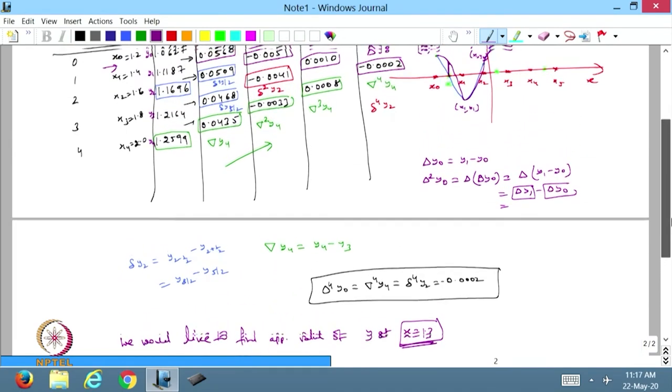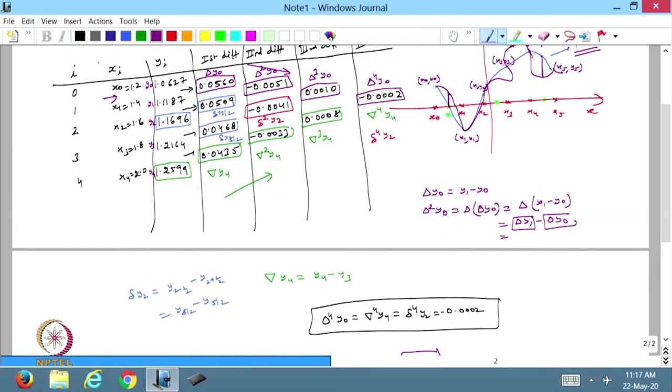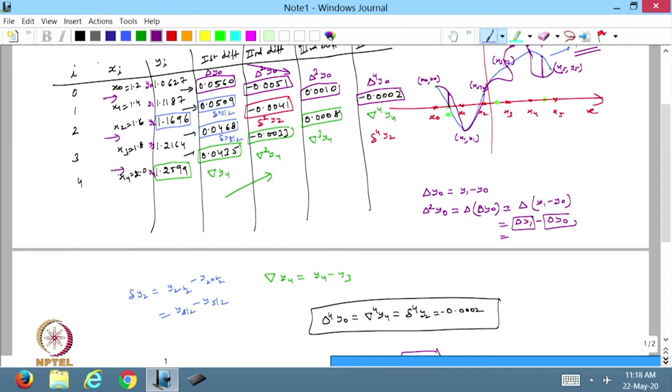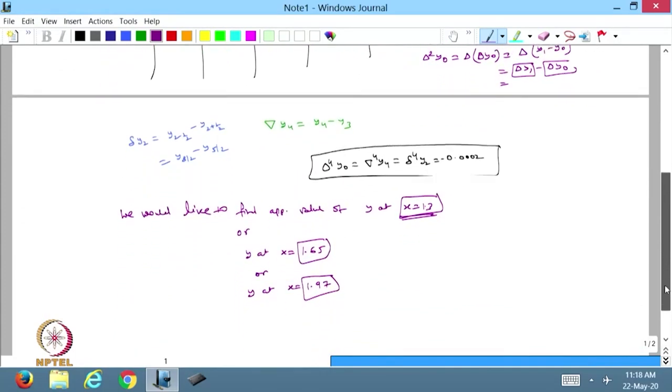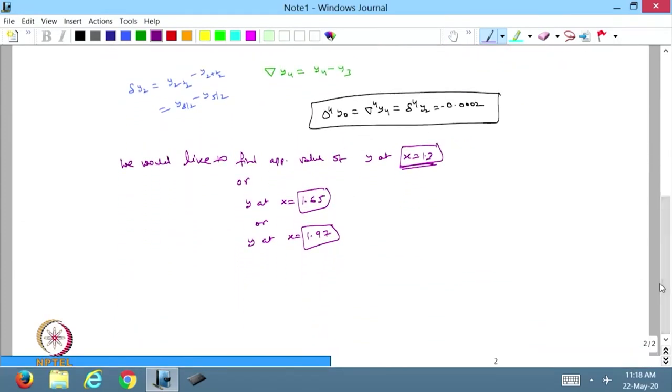If you see, 1.3 is lying here, 1.65 is lying here and 1.97 is lying here. So it depends upon where the value of x is lying. One value of x is lying at the top of the table, another is lying in the center, and another is lying at the bottom. So based on where the value of x lies, we can use different methods to approximate or to find the interpolating polynomial. So that is the way we can make the finite difference table.